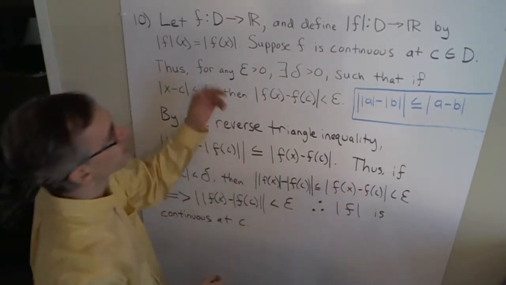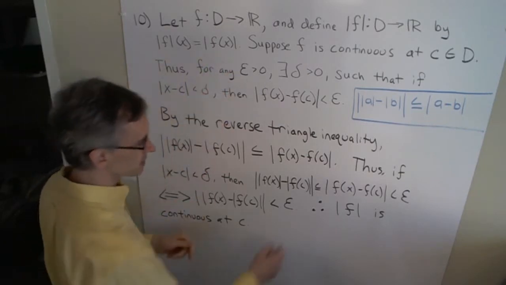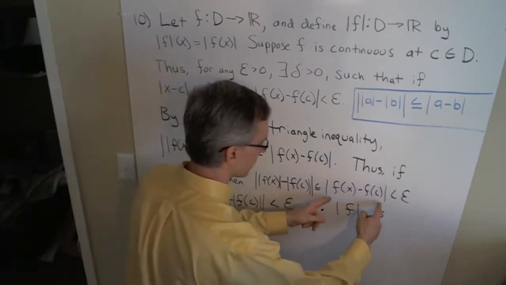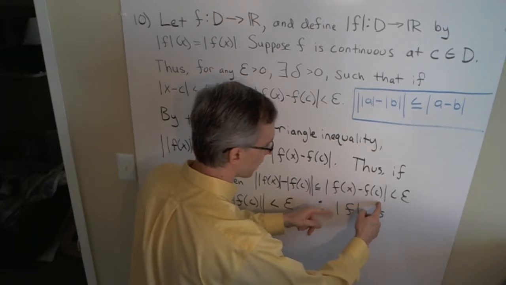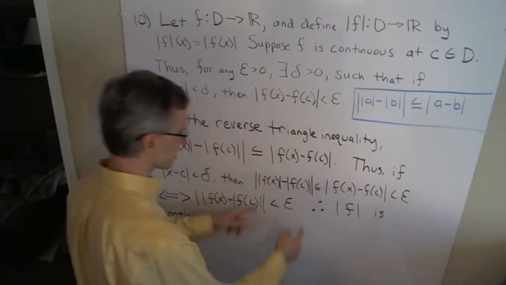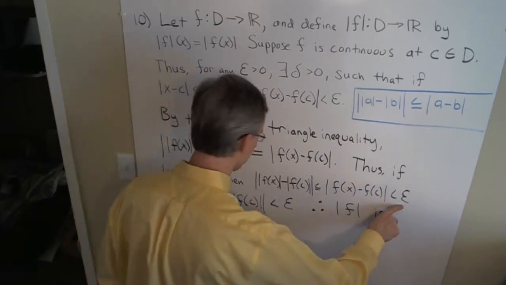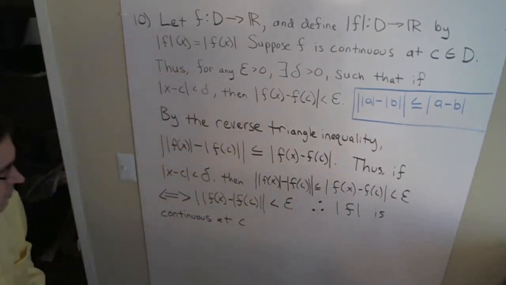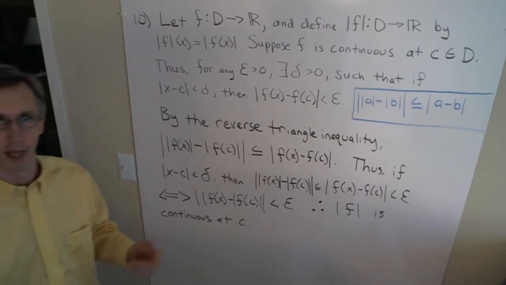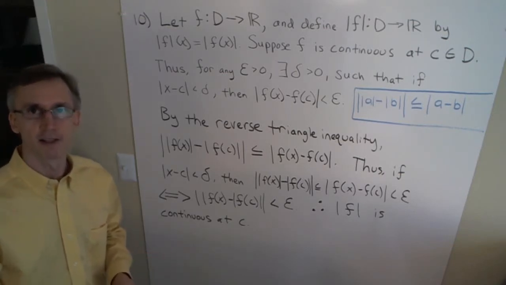And we already know that since f is continuous at c, that this absolute value is less than epsilon. We thus know that this absolute value is less than epsilon. Therefore, the absolute value of f is continuous at c.